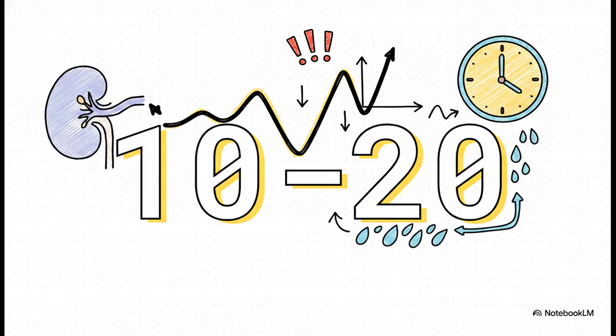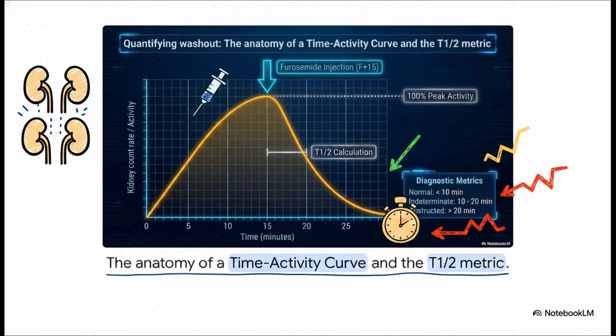So we need to quantify that curve. And the absolute magic numbers you need to remember here are 10 to 20 minutes. This is our critical indeterminate zone for the primary metric. But what exactly are we measuring? Let's trace the anatomy of this curve. We're measuring something called the T-half or T1/2 metric. Right at the top of that mountain peak is 100% maximum activity. That's exactly when we inject the furosemide.